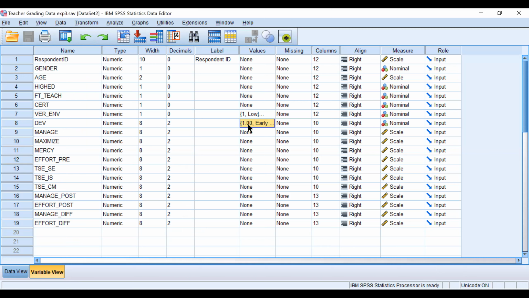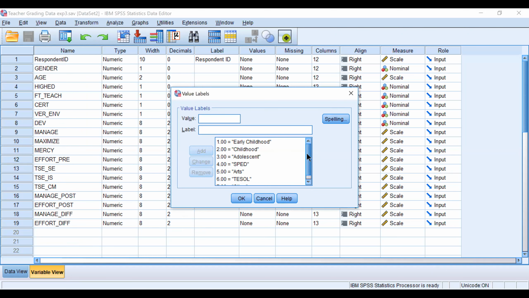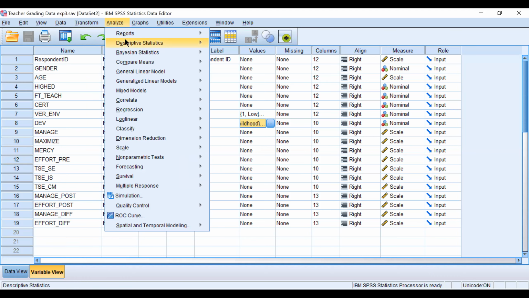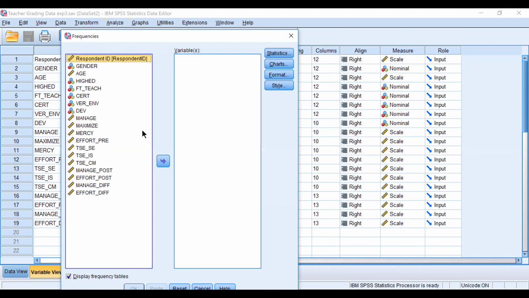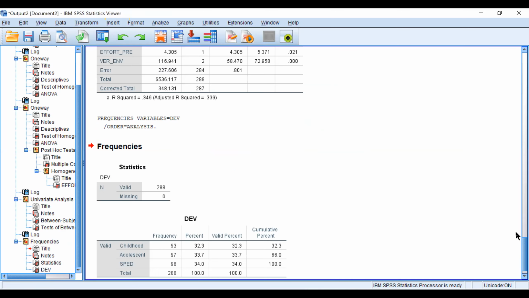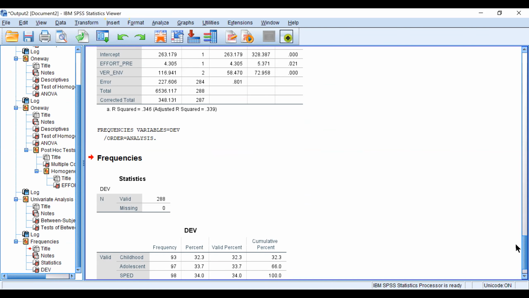So in the data, we have these three groups, early childhood, or actually we have a whole lot of groups. However, if we run the frequencies on this dev, we will see that, in fact, everyone is in one of those three groups. Don't ask me why, even though we have all those other categories, everyone in this is in one of those three categories.